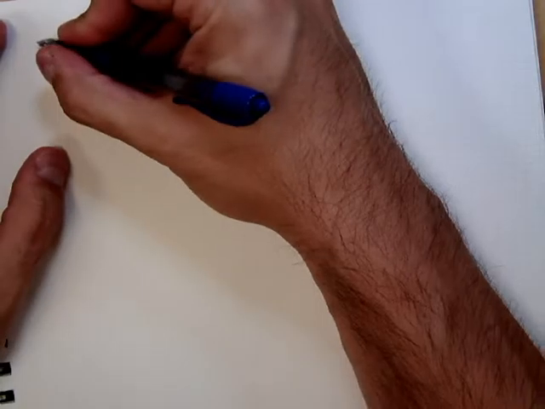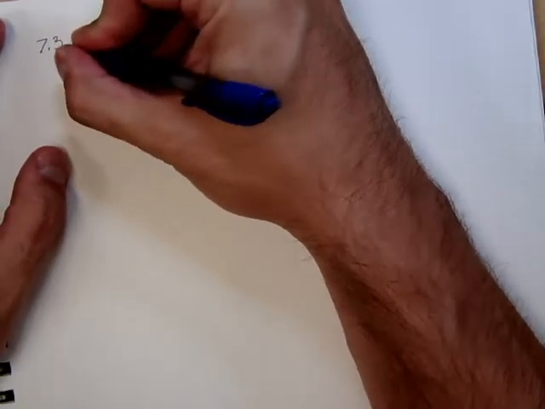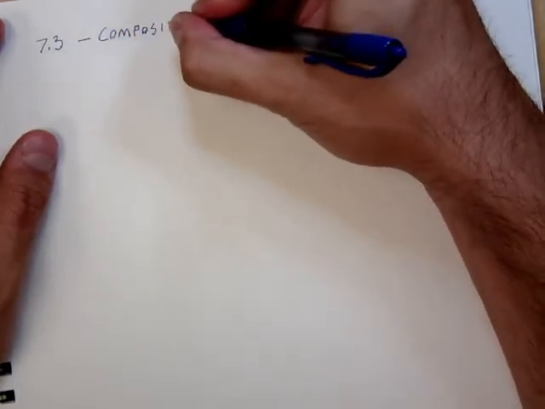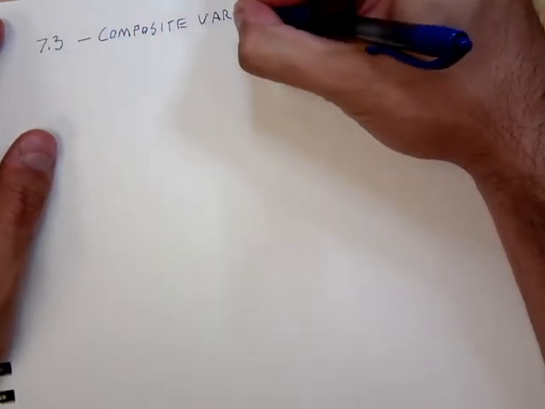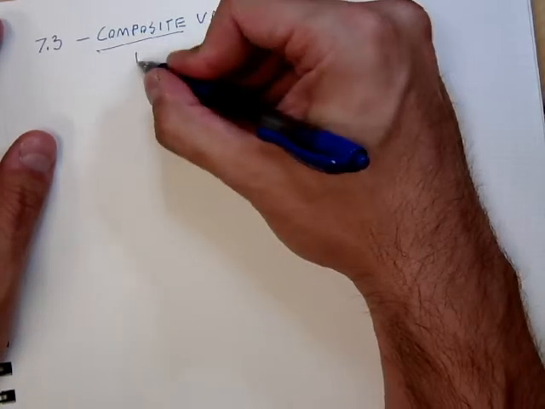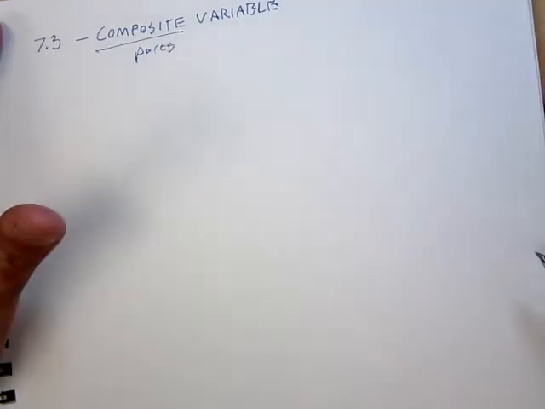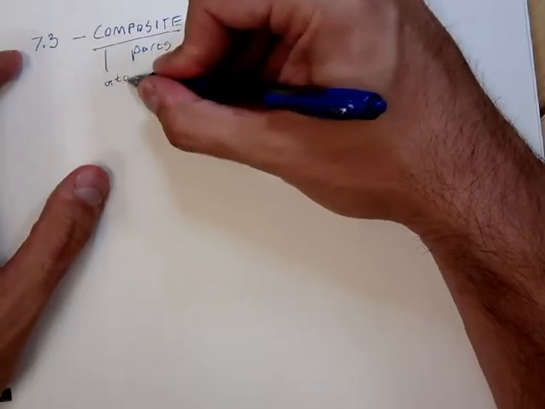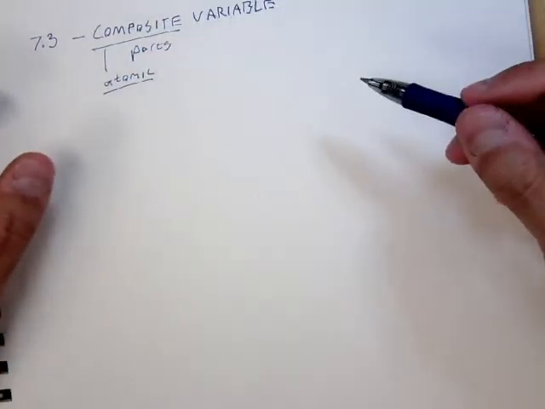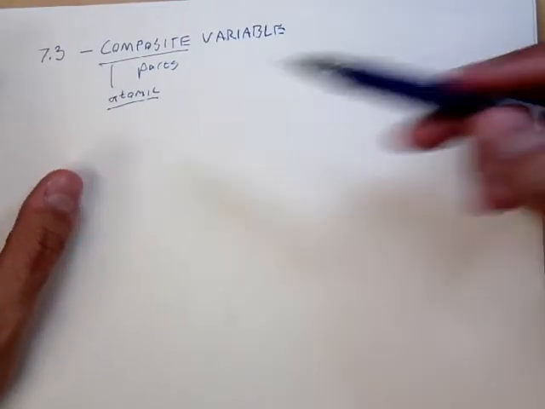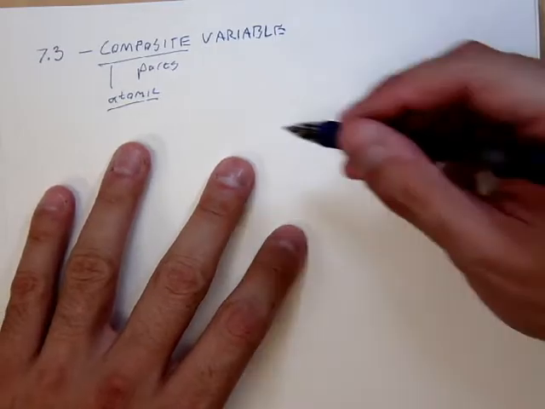So we're looking now at section 7.3, which is talking about composite variables. Composite variables refers to values that are made up of parts. The opposite of that would be atomic. So it's just an atom, a single piece. Composite variables are made up of multiple parts. And the first example is an array.